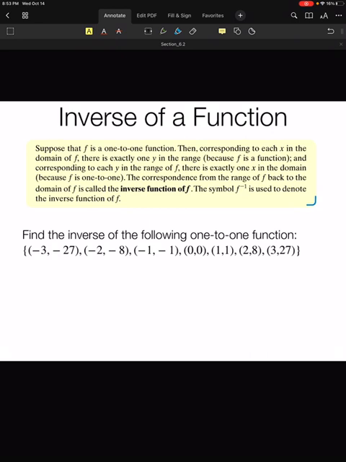So I included it here from the book. It's quite a long definition. Suppose that f is a one-to-one function, which we learned about last time. Then, corresponding to each x in the domain of f, there is exactly one y in the range. And corresponding to each y in the range of f, there's exactly one x in the domain. The first is true because f is a function. The second is true because f is one-to-one.